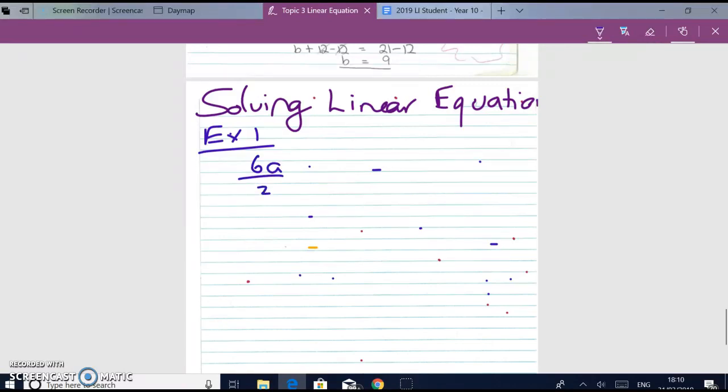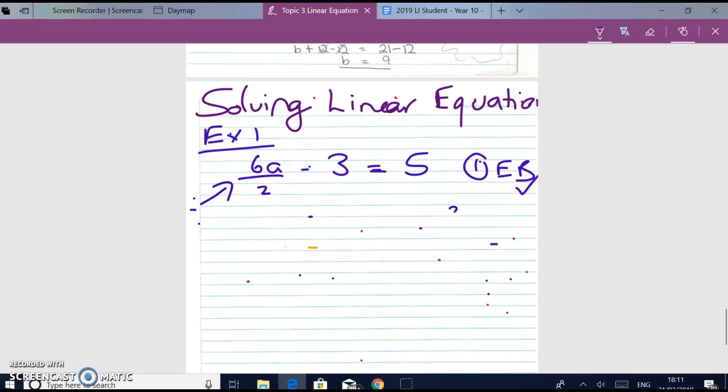6a over 2 take 3 equals 5. Now, don't be scared by this fraction. Remember, that's a division sign. Right. First thing we're going to do is we expand brackets. Do we have brackets? No. We've got a division sign here, but we can't expand anything. We can't do anything there.